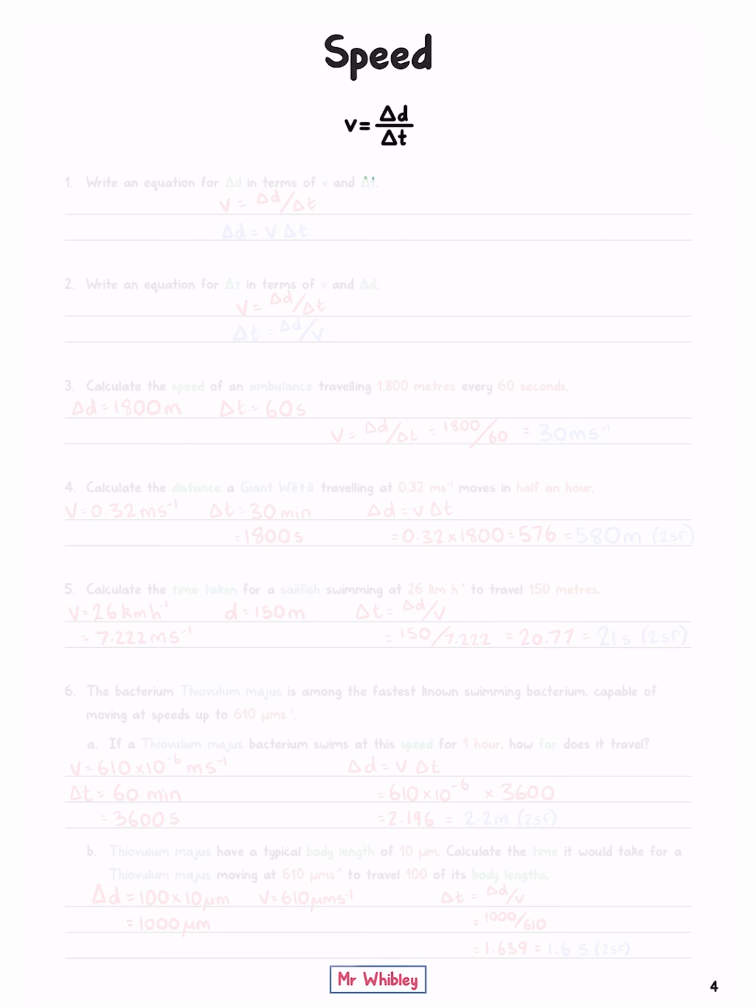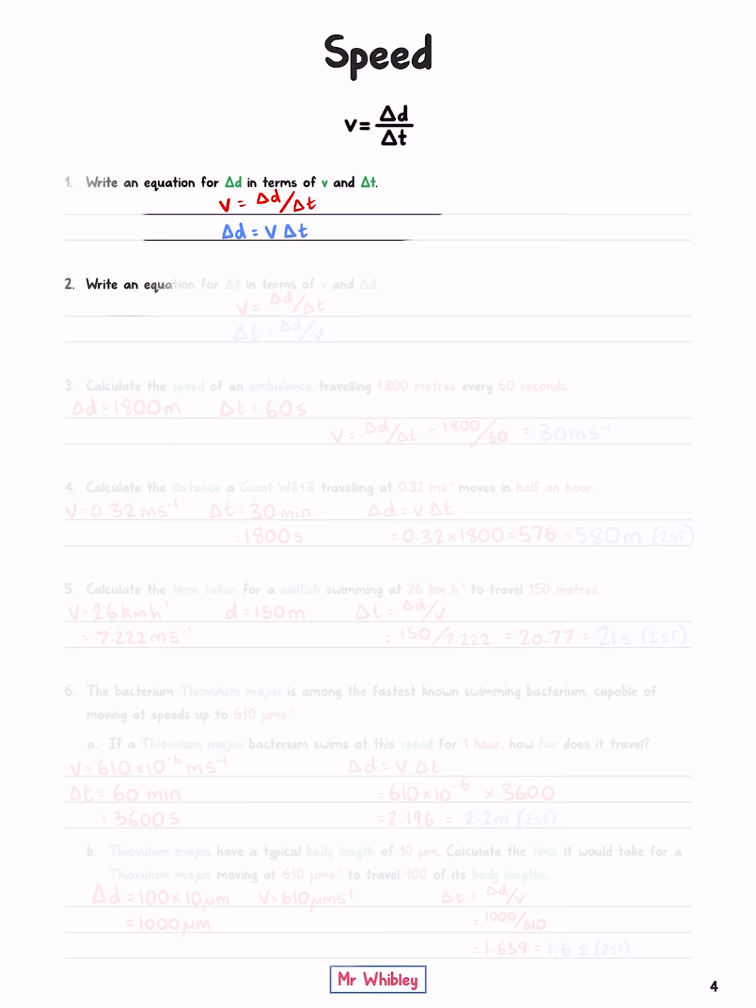Speed. Question 1. Write an equation for delta d in terms of v and delta t. If we start with our velocity equation, we can solve this for delta d by multiplying both sides by delta t and swapping those sides around.